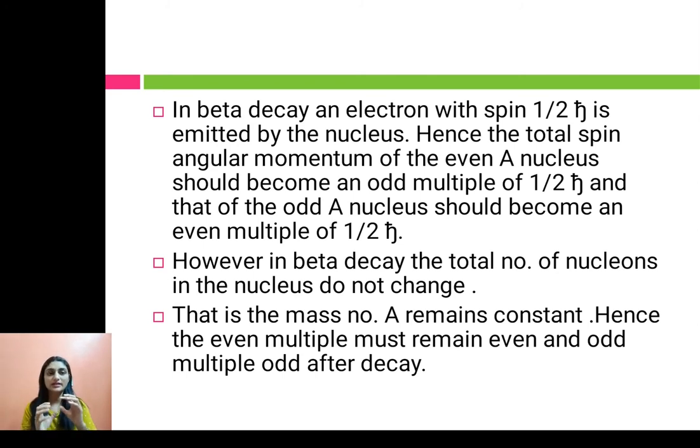And if an odd A nucleus is there and an electron has come out, then it should be an even multiple of half h cross. However, when we look at the beta decay process, the total number of nucleons does not change. That is, mass number A remains constant. Hence, the even multiple must remain even and odd multiple odd after decay.